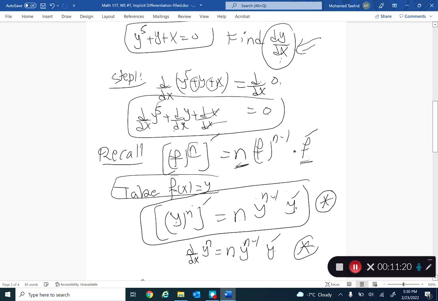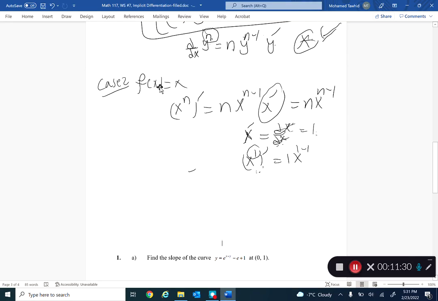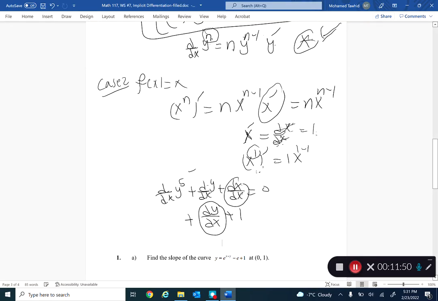So what is y to the power 5? That is your n here. Look what you have. What is my n? Your n is 5. So I'm going to apply this rule, which is y to the power n. If I go back up here, what do you have? You have the derivative of y to the power 5 plus the derivative of y plus the derivative of x with respect to x, and here 0. So dx by dx is just 1. Dy by dx is the one I need to find. So I write it like this.